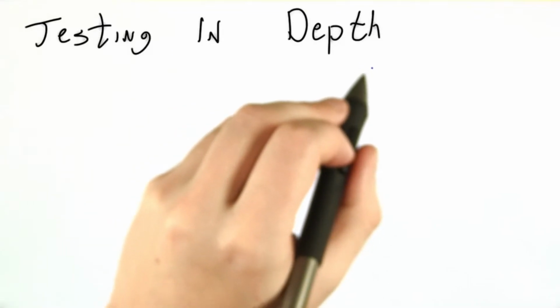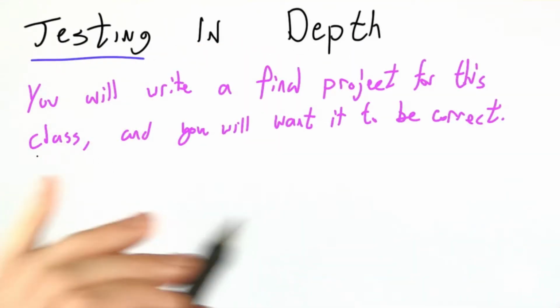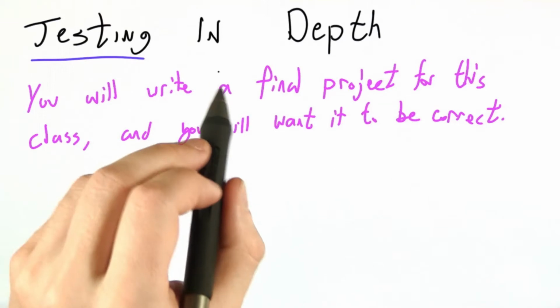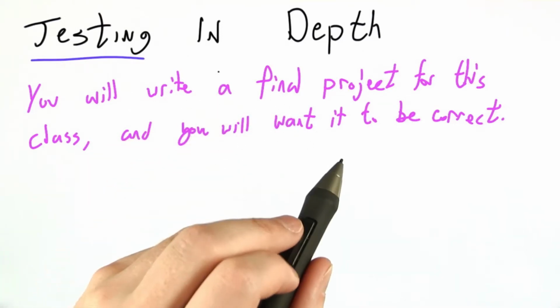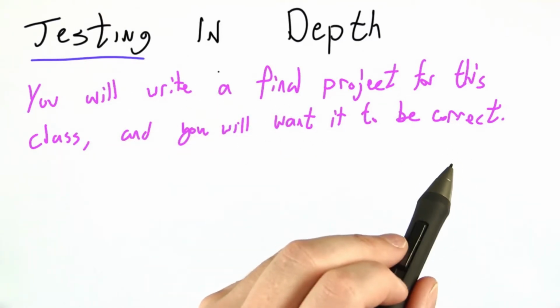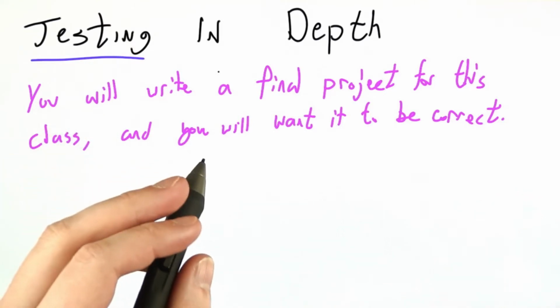Let's continue our exploration of testing. As part of this class, we're going to be working on a final project together. For example, a web browser for HTML and JavaScript. You'll want to ensure that it's correct, that it does what it's supposed to do.